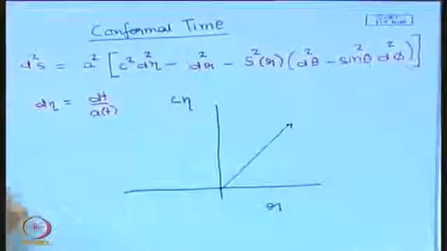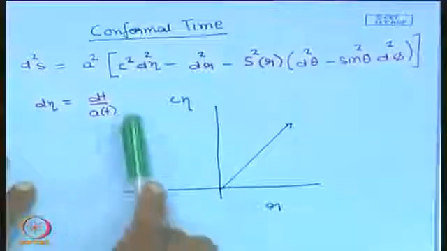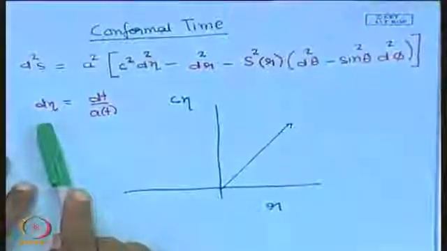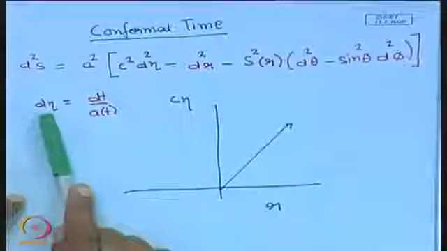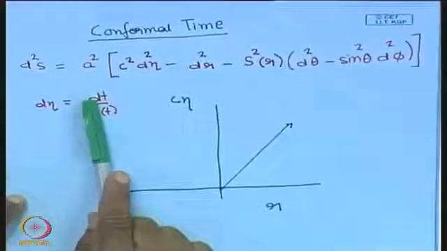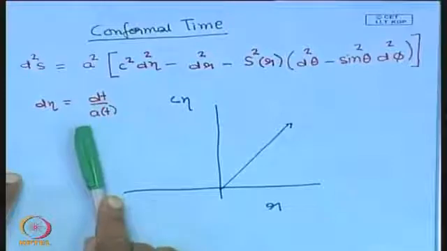Welcome. Let me remind you of what we were doing at the end of the last lecture. At the end of the last lecture I had introduced the conformal time, which is defined through the expression given here. Conformal time is represented as eta, and d eta is dt, where t is the cosmic time, divided by the scale factor.